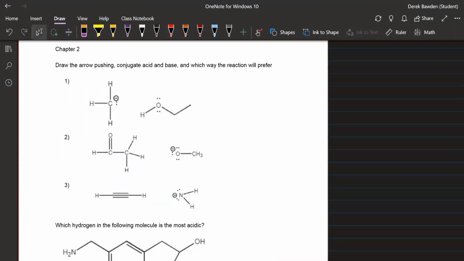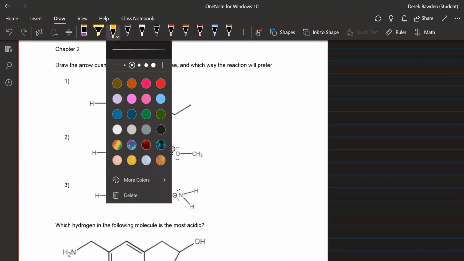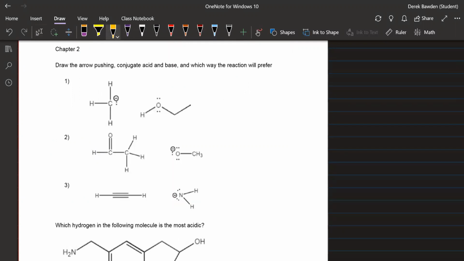All right, so now we're moving on to chapter 2. So we want to draw the arrow pushing, conjugate acid and base, and which way the reaction will prefer. So first of all, let's label our acid and base here. Okay. Which one's our acid? The first one, the HC3. Okay. What does an acid do? Let's talk about that first.